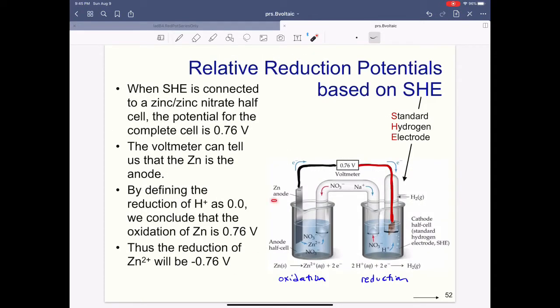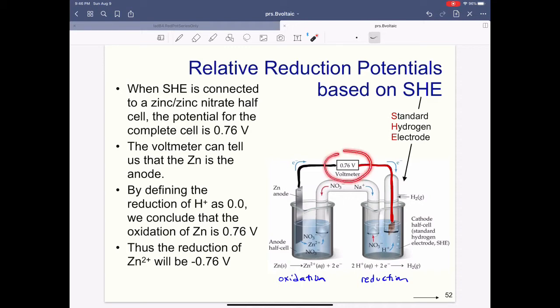Here we'd have a zinc electrode paired with our standard hydrogen electrode, and since zinc is more active, zinc will oxidize while the standard hydrogen electrode is reduced, meaning the hydrogen ions in solution will gain electrons. The voltmeter will tell us that the zinc is the anode, because when the voltmeter reads positive, the black lead will be where oxidation occurs, and the red lead will be where reduction occurs.